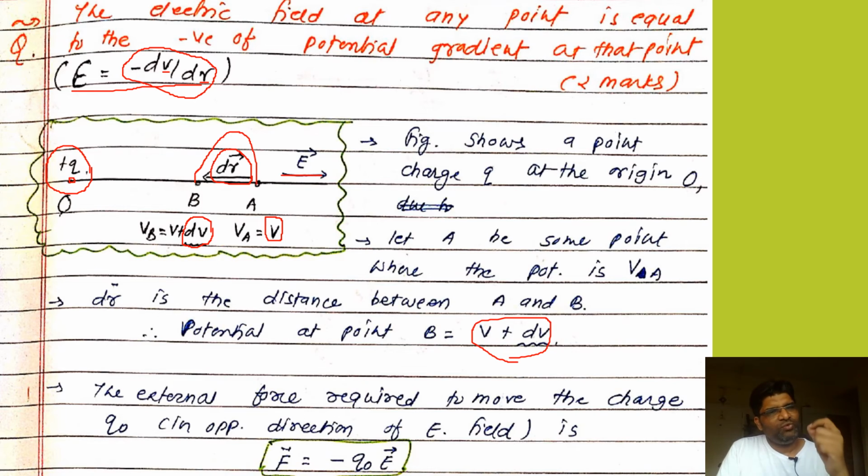So we have to apply force on this charge Q0 in moving it from A to B in the opposite direction of the electric field. So what is our force here? Force is equal to Q0 into E, with the negative sign. Why is this force negative? Because it is in the opposite direction of the electric force. So that is the external force we need to apply on this charge Q0 in moving it from point A to point B. Remember, F is equal to minus Q0E.